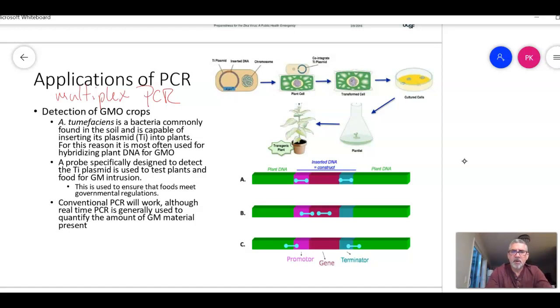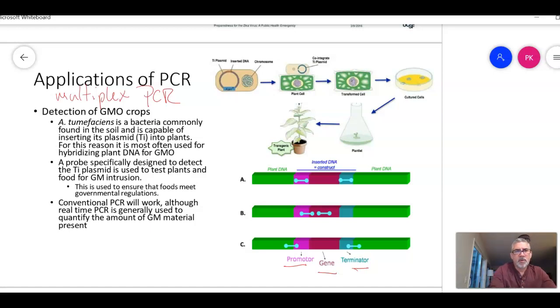So when I do a PCR, I want to look for the promoter, the terminator, and the gene, right? And the reason why I want to look for all three is I might have a promoter and terminator that's common to that bacteria that would infect plants. So just because a plant has the promoter and terminator doesn't mean they're GMO. But if they have the promoter, the terminator, and the gene that we're looking for, then they are GMO. So we have suspected GMO and confirmed GMO.